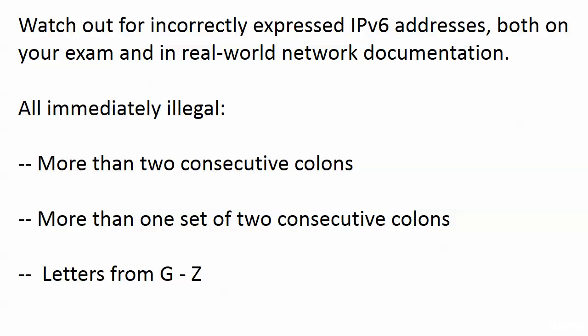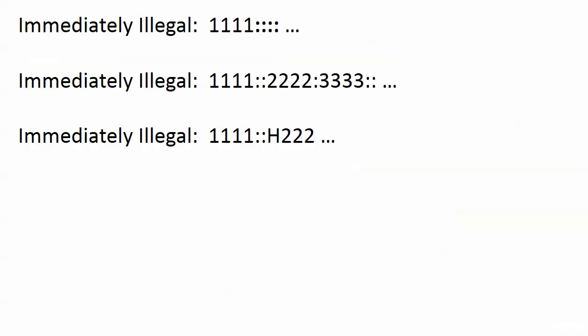First off, if you see more than 2 consecutive colons, there's no such thing as a triple colon or a quadruple colon in IPv6. If you see more than 1 set of double colons, it's over. You know that's an illegal address. And the letters from G through Z, we know those aren't hex characters. We stop at F, and we know those would be illegal.